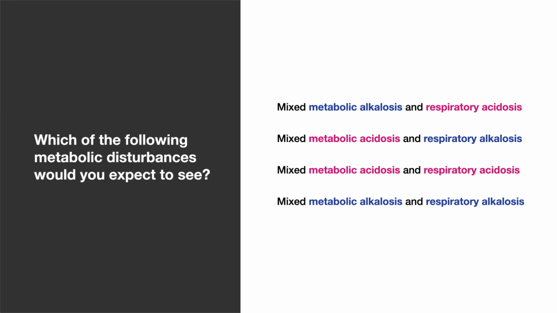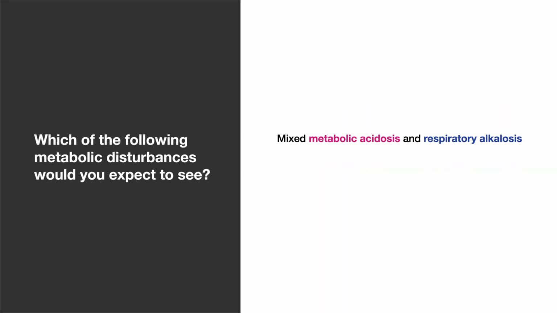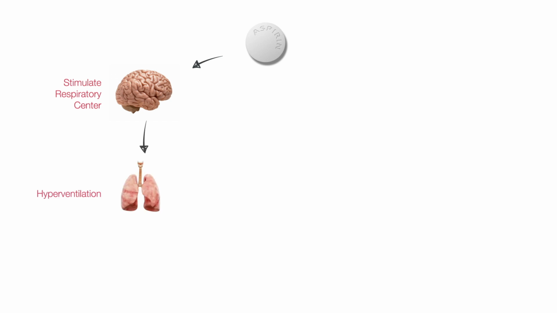The correct answer is a mixed metabolic acidosis and respiratory alkalosis. Aspirin is a salicylate which stimulates the respiratory center in the brain, and as a result, the ingestion of aspirin causes faster breathing and can cause a respiratory alkalosis. This is the first metabolic derangement you will see in the setting of a salicylate overdose, because it happens even when small doses are ingested.